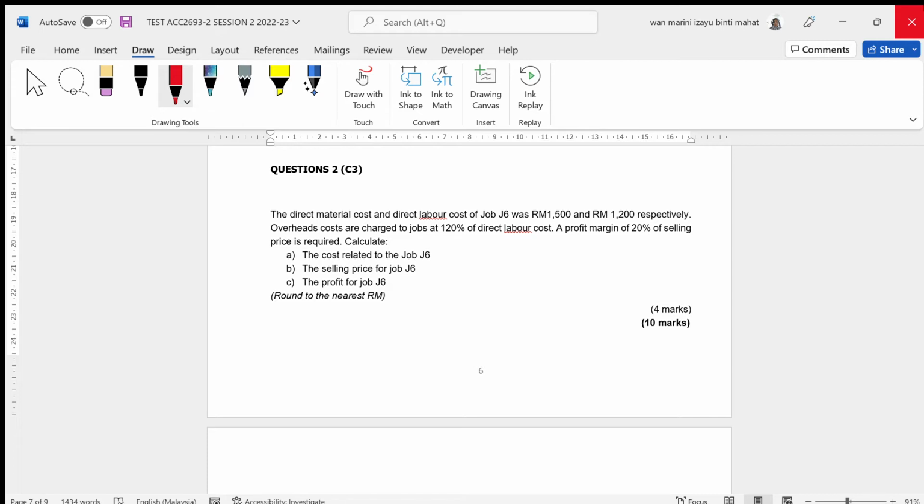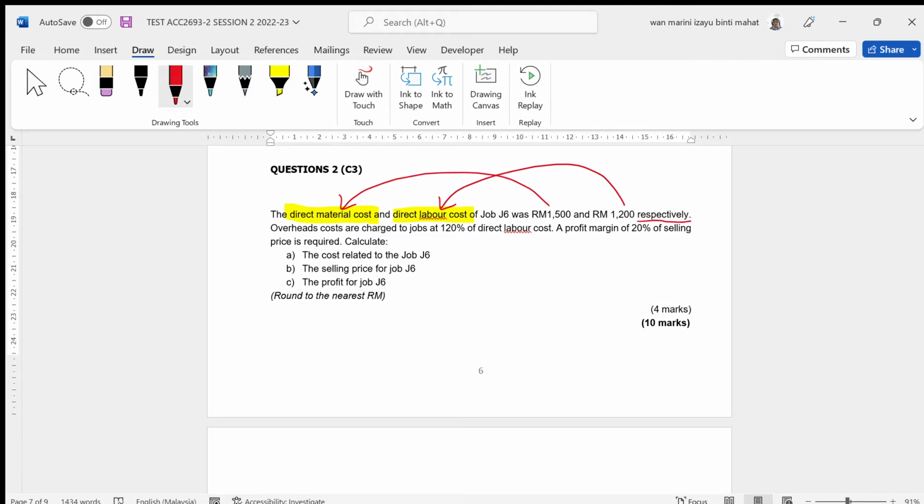Okay, so the information given is basically we have here the direct material cost and direct labor cost of job J6. 1005 is for the direct material, obviously, and 1002 is for the direct labor. Whenever you see this type of question, usually whatever number comes first represents the item that comes first, the first one to be explained. So in this case direct material, right? That is why it is using the word respectively too.